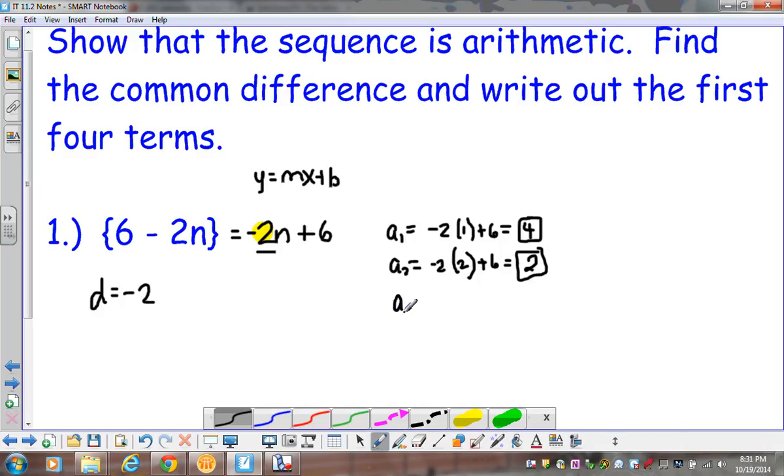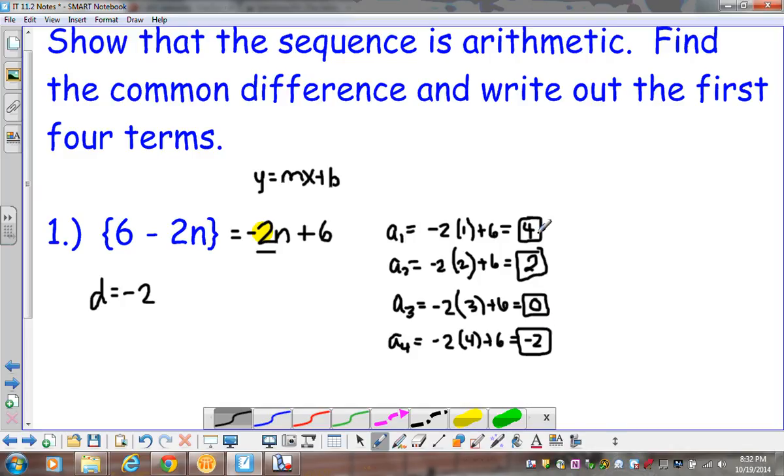All right, so my third term, if you remember from last week, I'm going to plug in a 3. So this would be negative 2 times 3 plus 6. Negative 2 times 3 is negative 6. Negative 6 plus 6 is 0. Now, you didn't have to put it in this form, negative 2n plus 6. You could have kept it in the 6 minus 2n form. It doesn't matter. I just wrote it out like that so you could see that it's in that same form, y equals mx plus b. So this last part right here is my fourth term, which will be negative 2 times 4 plus 6. Negative 2 times 4 is negative 8. Negative 8 plus 6 is negative 2.